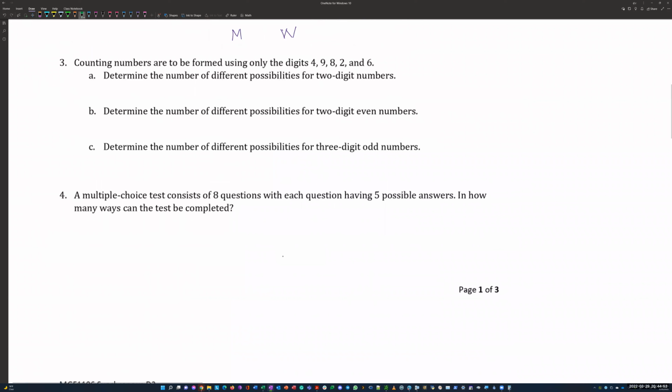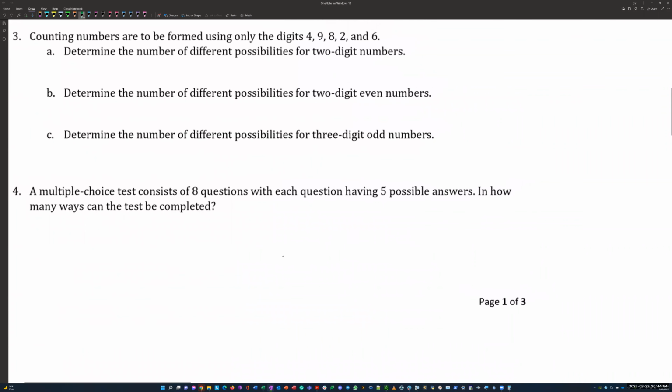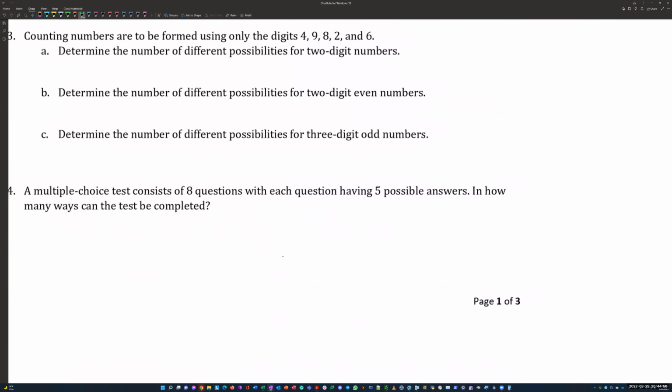Counting numbers are to be formed using only the digits 4, 9, 8, 2, and 6. Determine the number of possibilities for 2-digit numbers. All right, if we've got a 2-digit number, that means we've got 2 slots. Is that correct? Yes. How many choices do I have for the first one?